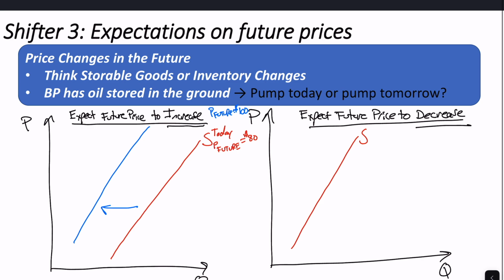Now I'm going to label all this. This will be supply today. This year, our supply will go down, and this is for a specific future price of like $100. So as we think the price is going to go up next year, we'll cut back on our production this year, and that's what we capture here in our reduced supply curve.